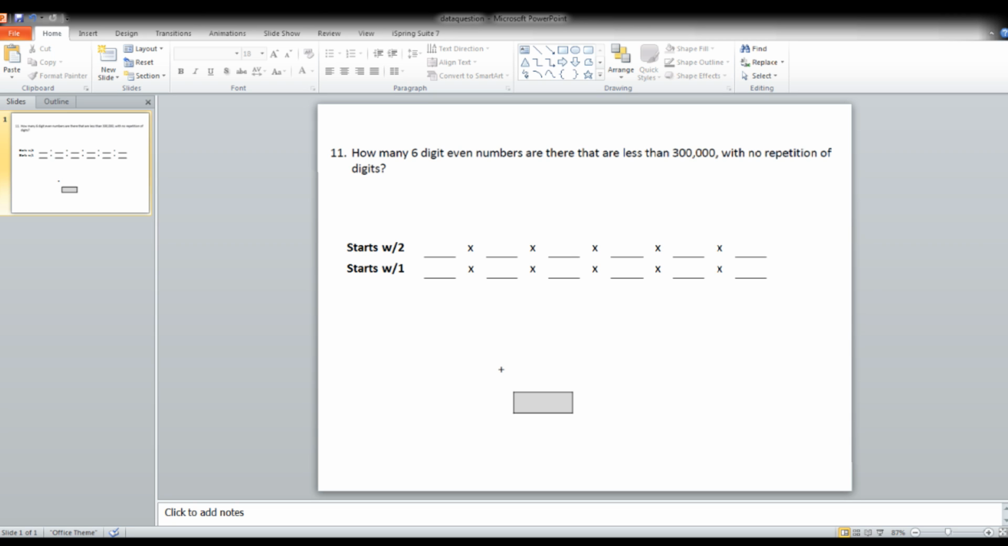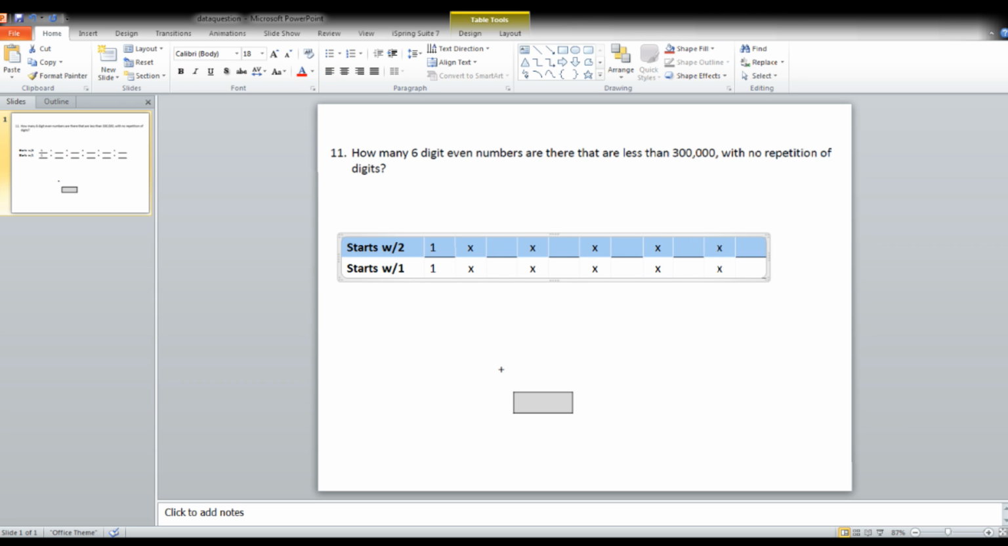So if you think about it, there are two possible scenarios here. It's going to start with a 2 or it's going to start with a 1. In both those cases, the first number is spoken for. Now let's take a look at our first row here. It starts with a 2, our first number spoken for.